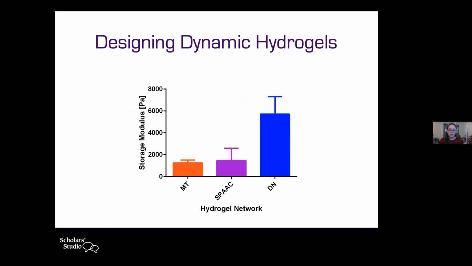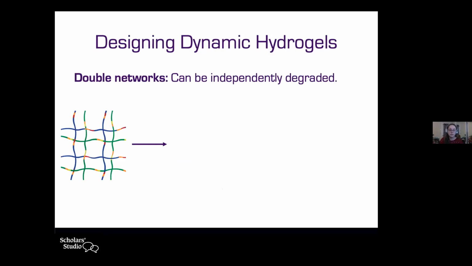So true to the idea, when I've measured the mechanical contributions in this graph, which is denoted by the storage modulus on the y-axis, or in simpler terms, the stiffness, we can see that the double network has a higher storage modulus than the sum of the two individual networks. Additionally, these two networks can be degraded independently on demand due to the design of the peptides.